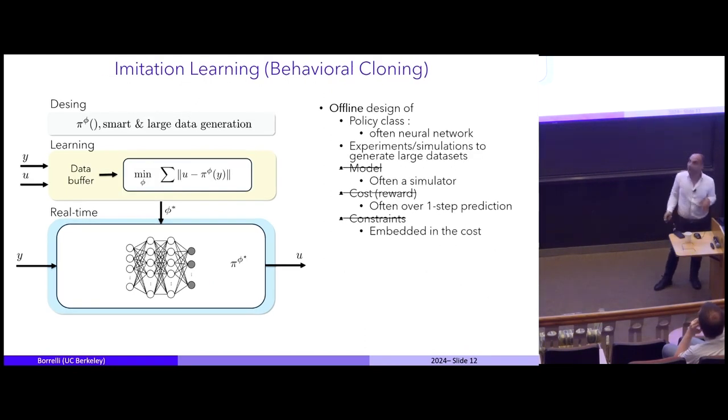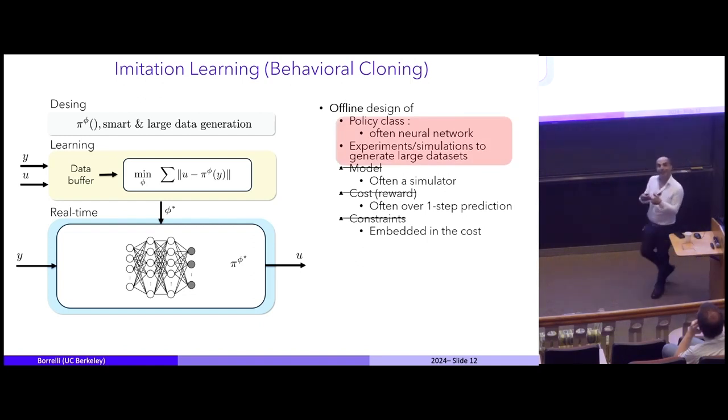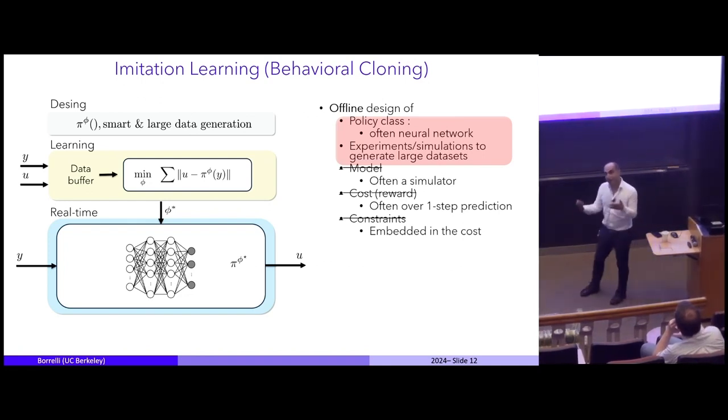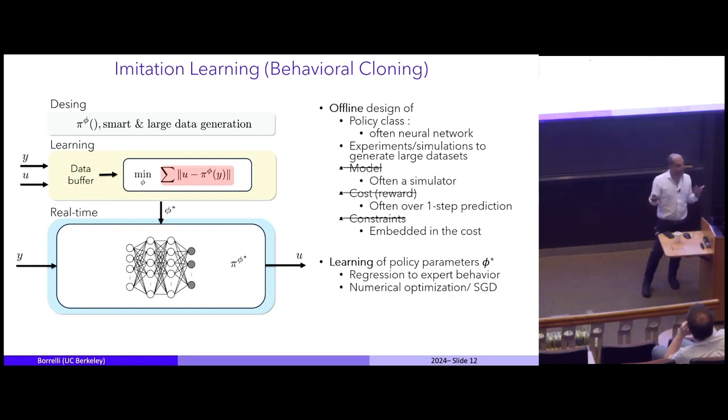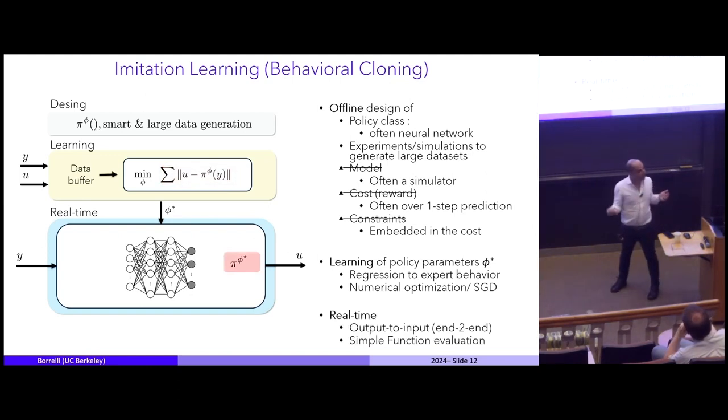One more step where almost everything disappears: that's imitation learning and behavioral cloning. You just pick the policy class and you try to smartly design your experiments so you have a good training set of input-output sequences. The model has disappeared, the cost has disappeared, the constraints have disappeared. Why is this appealing for a young generation? I don't have to do anything at the design stage. I run a lot of experiments in a smart way, and offline I need to regress, to find the policy parameters that best fit the data I've collected. Real time, again, is very easy. It's just a simple function evaluation.